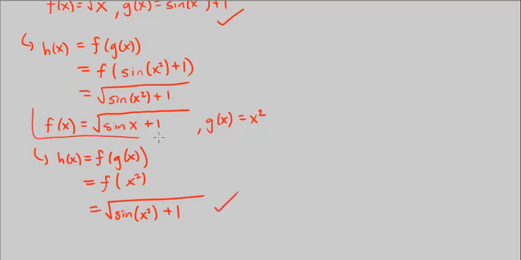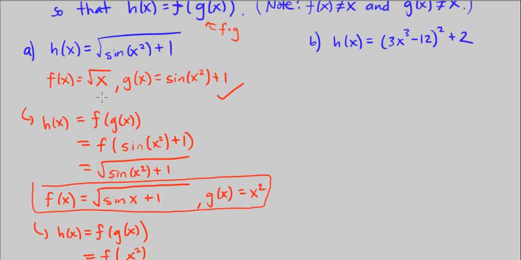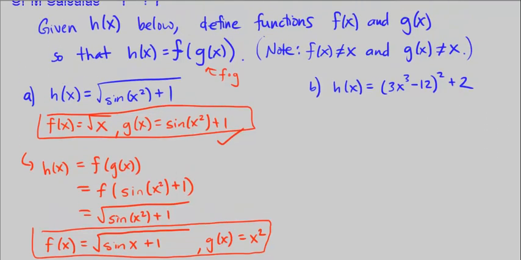So you'll see there's a variety of answers that you can look at. You can go ahead and check your answers. These are just two examples for part A. For part B, we're given h of x equal to 3x cubed minus 12 squared plus 2. Again, there can be a variety of answers. Let's look at at least a couple of them.